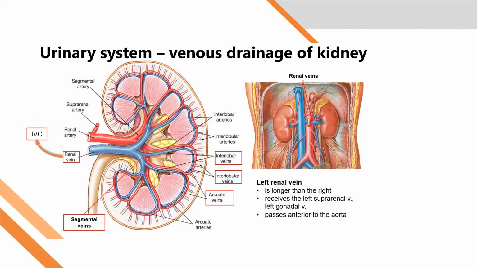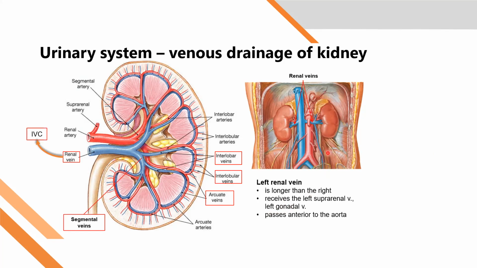the right renal vein, because when you see the arrangement of these structures in the abdomen, this is the IVC, the inferior vena cava, and this is the abdominal aorta. So in reaching the left kidney, it has to be longer than the right renal vein. The left renal vein also receives the left suprarenal vein from the adrenal gland.